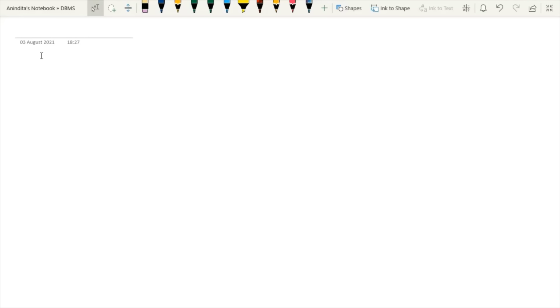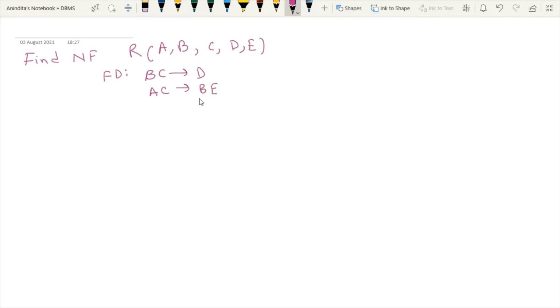This example is not only the difference between 3NF and BCNF, we will also perform a complete recap of the entire session. So here the question is, find the appropriate normal form. The relation is given as R(A, B, C, D, E), and the set of functional dependencies given are BC to D, AC to BE and B to E.